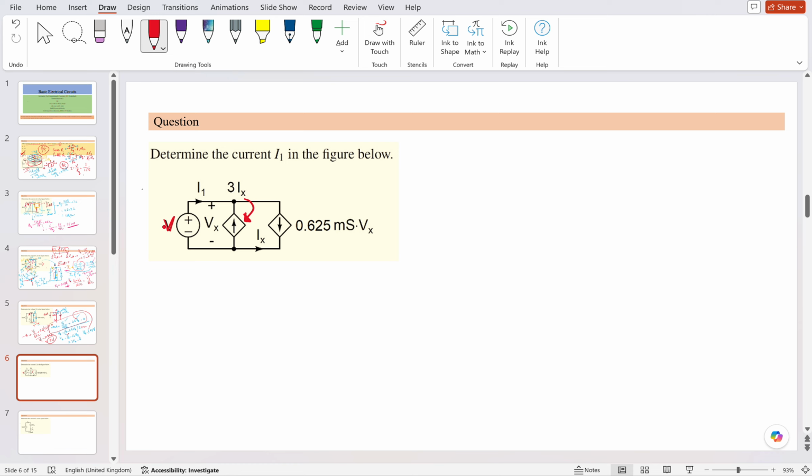V is the voltage of this independent source and Vx is the voltage across this dependent current source. This dependent current source value is 3 times Ix. And there is one more dependent current source, which depends upon the voltage, whose value is 0.625 millisiemens times Vx.